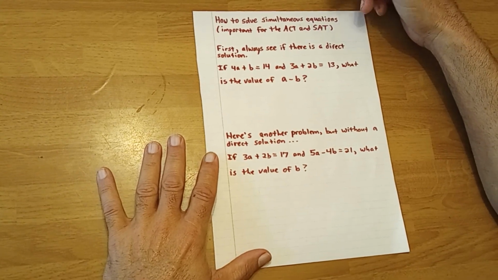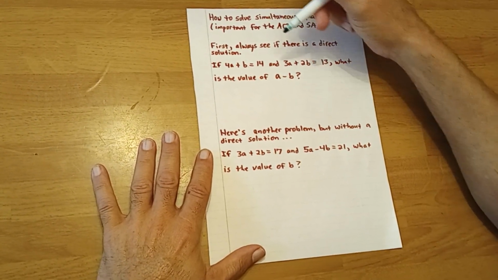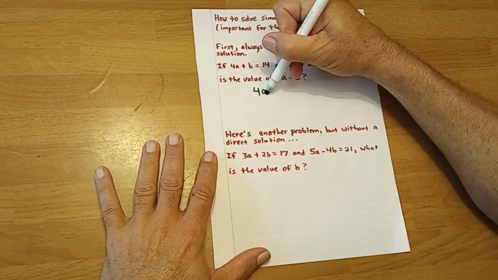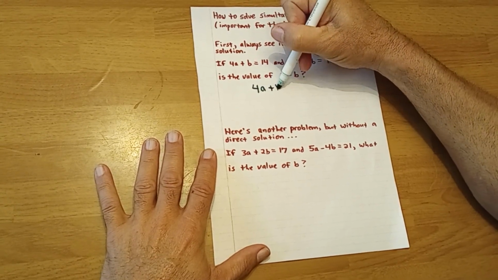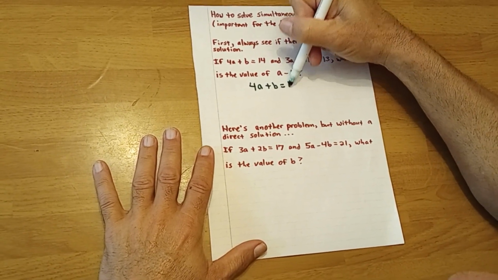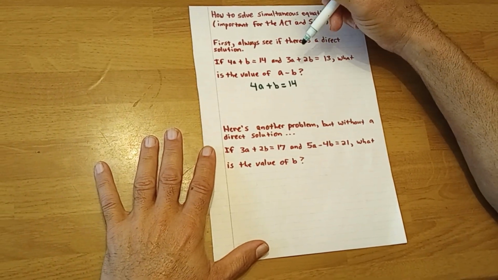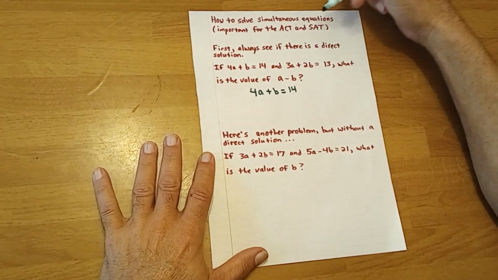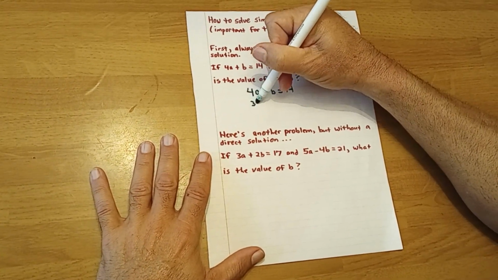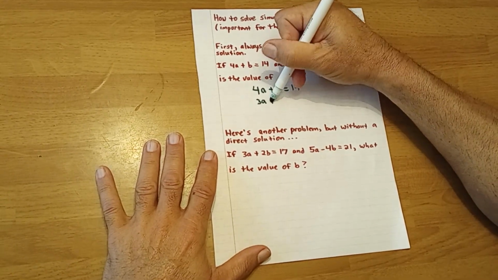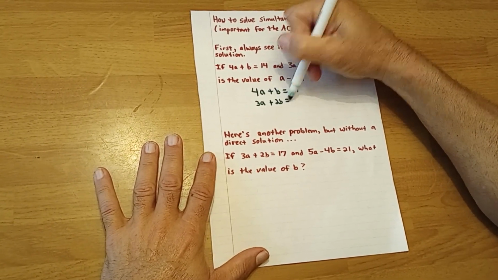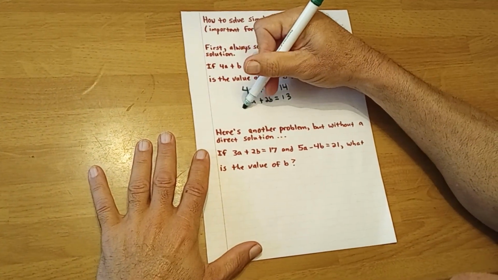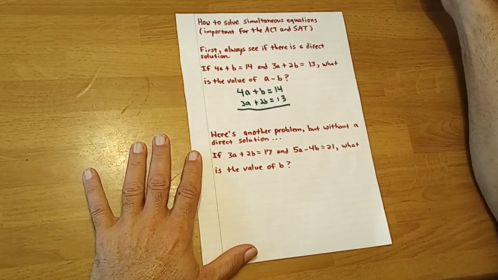minus b? Well, the first thing we always want to do with a simultaneous equation problem is to stack the equations, which is to say put the first one on top. So we have 4a plus b equals 14. And then we're going to write the second one right underneath it, and we're going to be sure to line up the variables. So here we have 3a plus 2b equals 13.